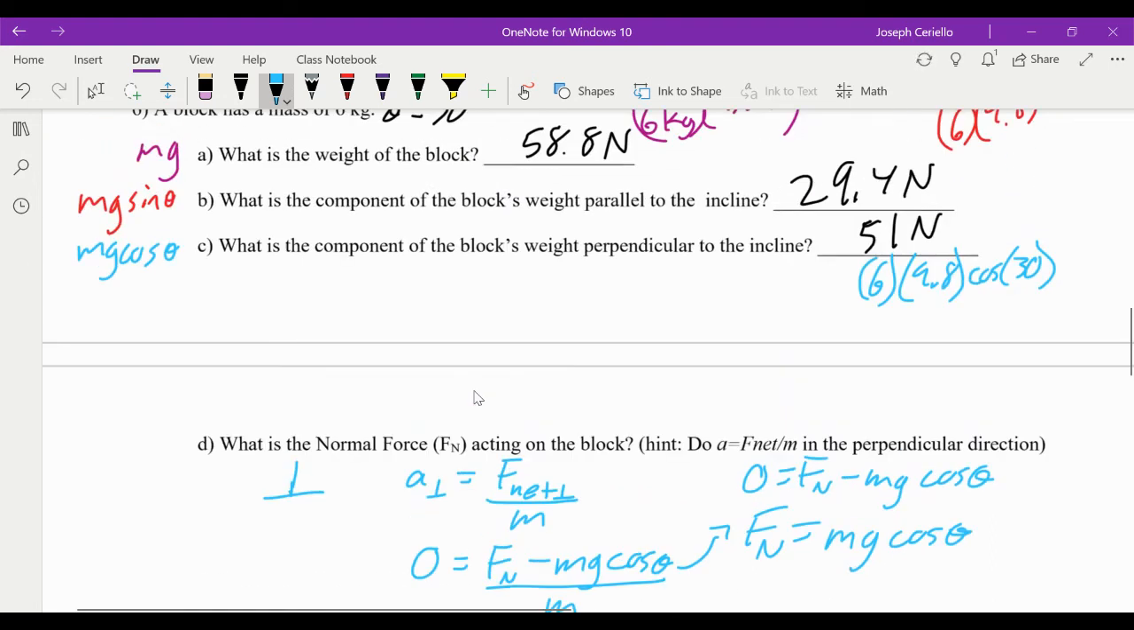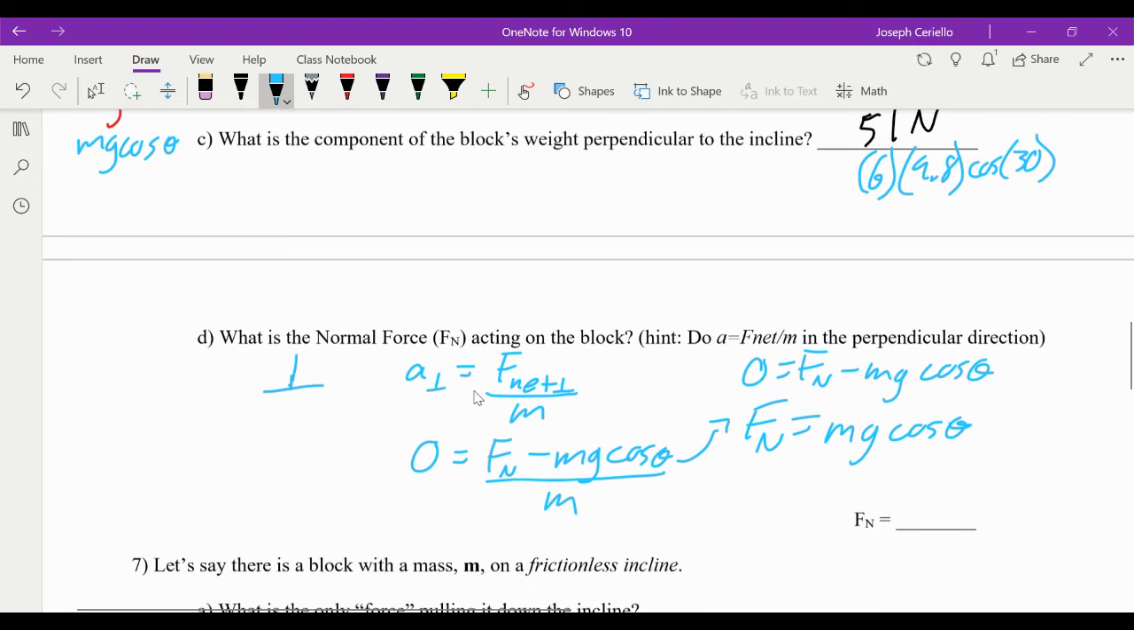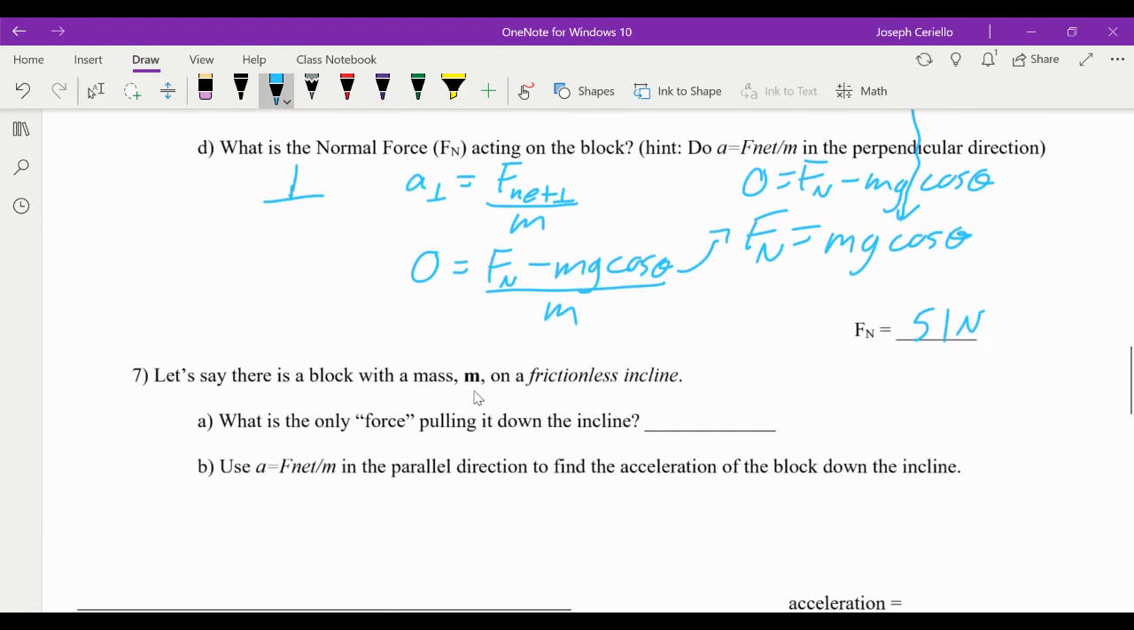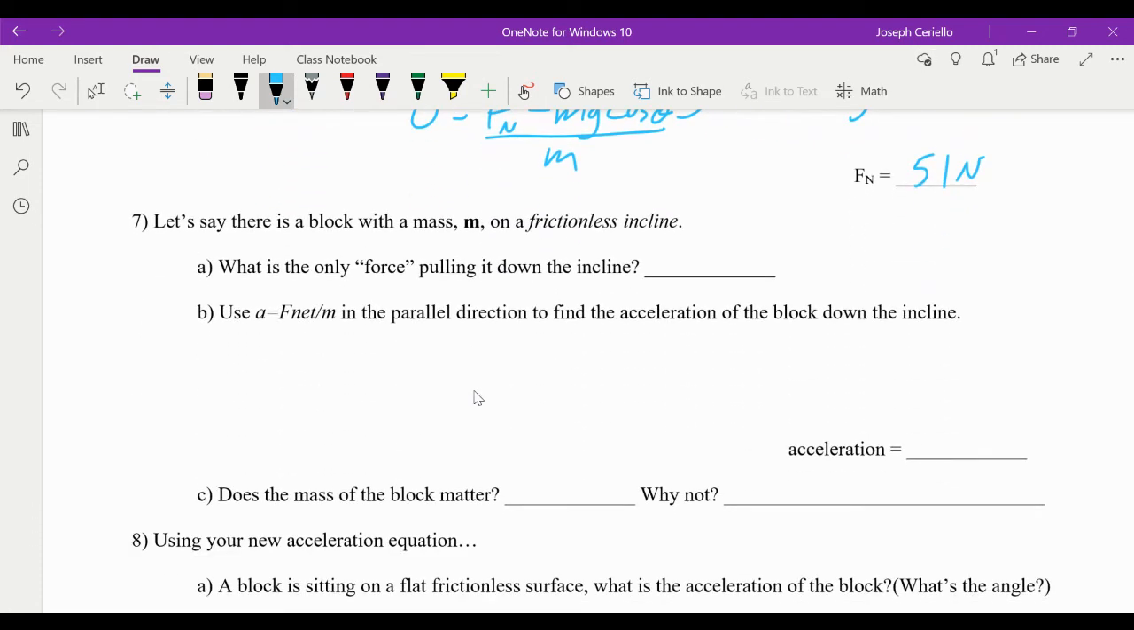Wait, that's the same as the perpendicular component. Yeah, so it's actually the same thing. It's 51 newtons. So that's why the perpendicular component is important. The parallel component is important for figuring out how fast we go down the inclined plane.